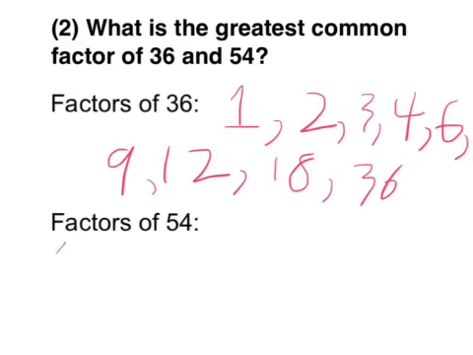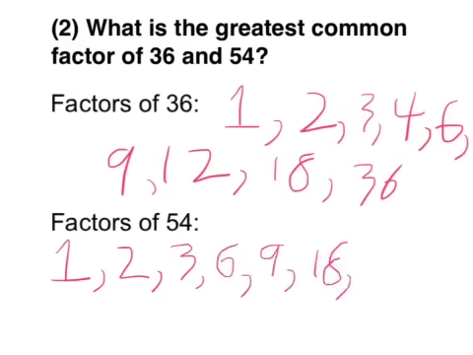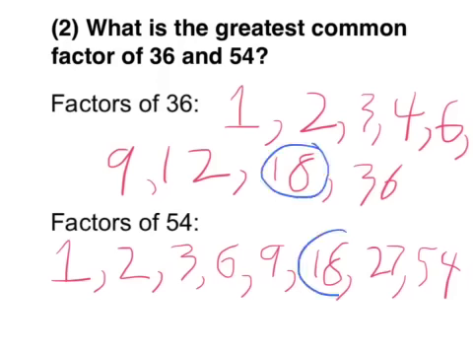Now for 54, we've got 1, 2, 3, 6, 9, 18, 27, and 54. Hope I didn't forget any. Now you look in these lists, where is the biggest number that they share? Well, they share 1, they share 2, they share 3, they don't share 4, they do share 6, that could be it. Oh, nope, they share 9, and then they also share 18. That's the biggest number that they share. The biggest number that these lists have in common is 18.